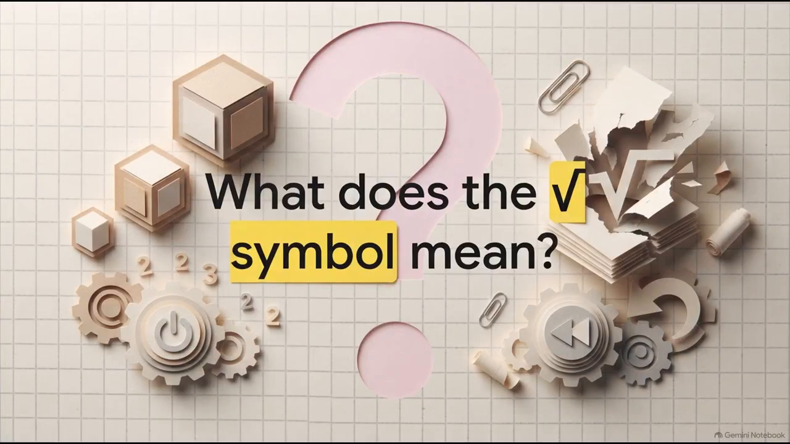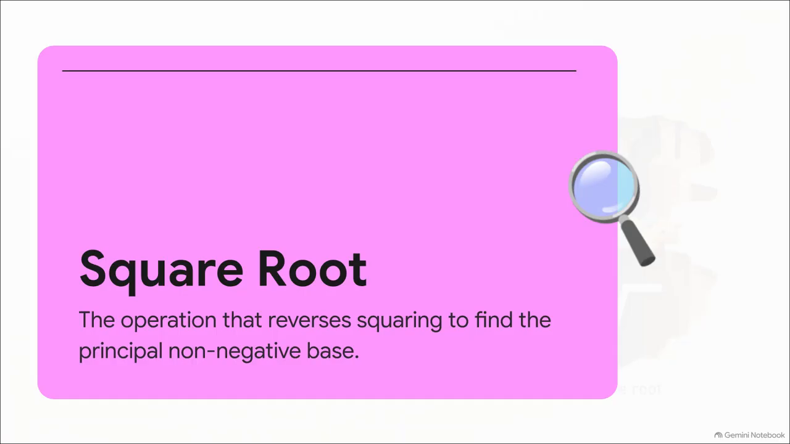We've seen how to build numbers up through squaring and cubing. But what if we want to hit the undo button and tear them back down to their roots? What does that famous jagged checkmark symbol actually mean in practice? Well, a square root is simply the direct opposite of a power. When you see the square root of 25, the math is asking you a very specific question. What non-negative number, when multiplied by itself, gives me 25? And the answer, of course, is 5.